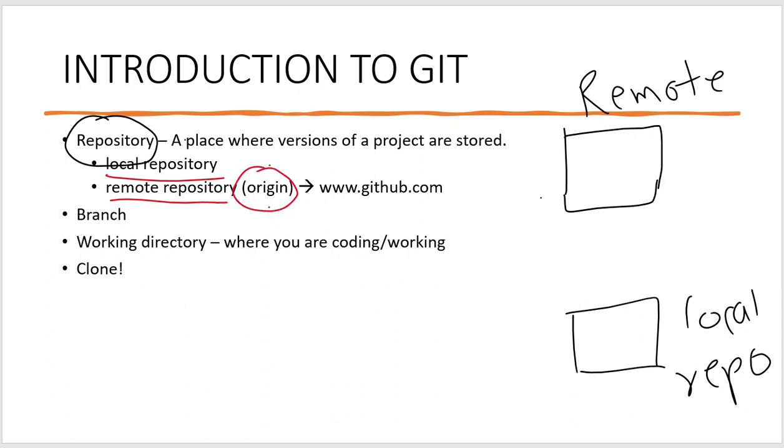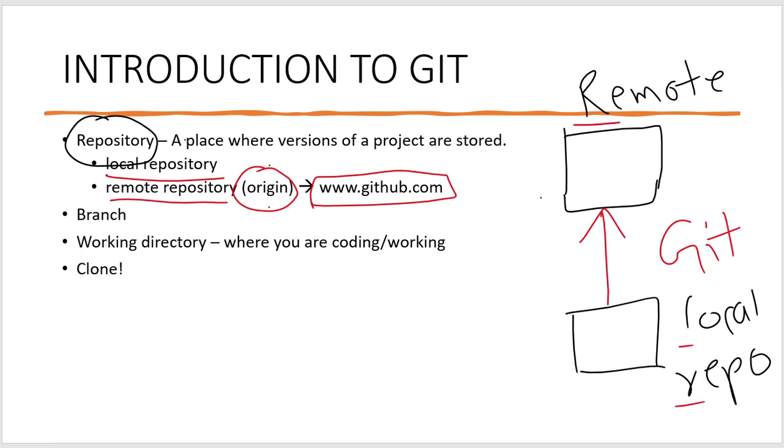Okay, and you can have a different provider for your remote repo, and the most common one used is github.com. You can also have GitLab, and you can also have Bitbucket. And how does your local repo talk to your remote repo? That is where Git comes into play. You install Git on your local machine, and this is how the local repository talks to your remote repository.